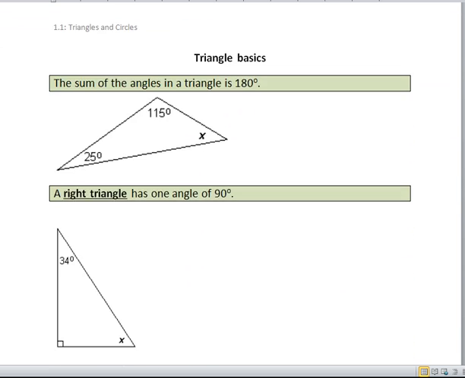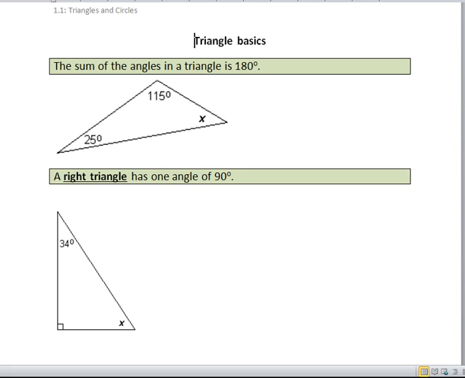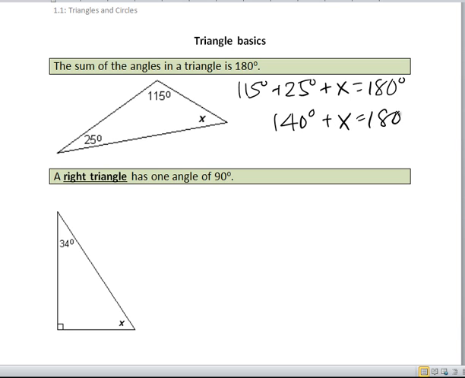Moving on to our next one. Oops. We need to talk about triangles. So, the sum of the angles in a triangle is 180 degrees. So this x plus 115 plus 25 has to add up to 180. And that way we can figure out how many degrees x is. So let's work that out. We have 115 plus 25 plus x is equal to 180 degrees. Well, 115 and 25 is what? 140? So 140 degrees plus x equals 180 degrees. That means that x is 40 degrees, right?